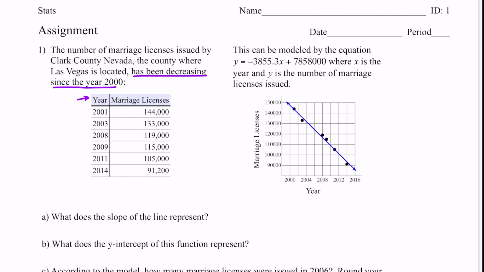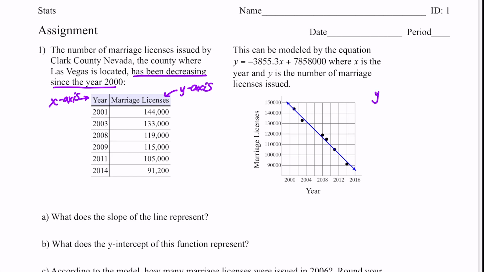So we're given a couple of pieces of information: year, which has a couple of years on it, and this will be on your x-axis. And then on the other side, you have the number of marriage licenses, and that is going to be on your y-axis, and you could see that on the graph to the right.